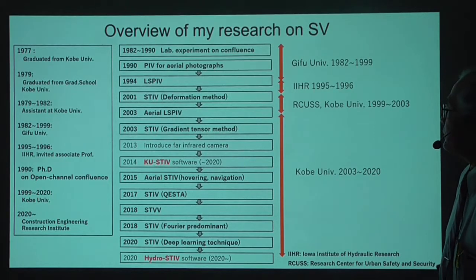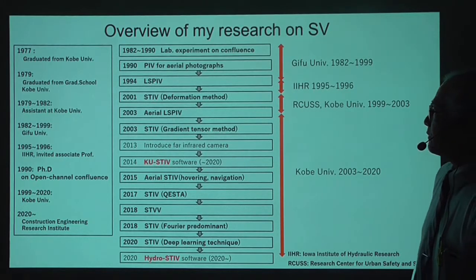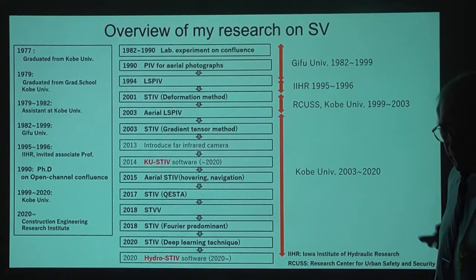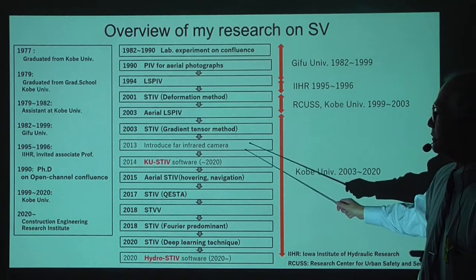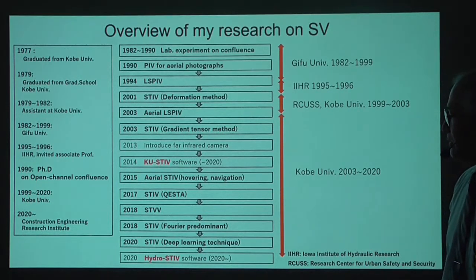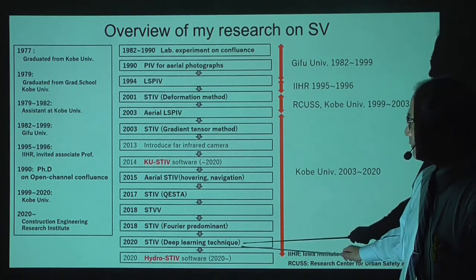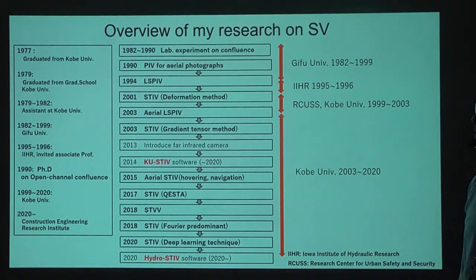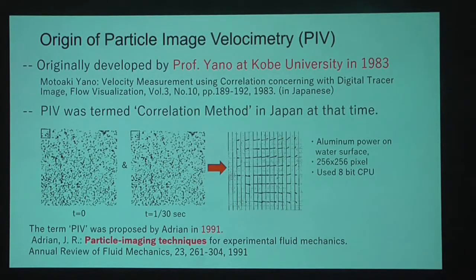During my research, I developed several surface velocimetry techniques: large-scale PIV, STIV, and recently aerial STIV. Just recently we have introduced a deep learning technique into space-time image velocimetry. I'd like to talk about the history and some algorithms of the technique. Before that, I'd like to explain the origin of particle image velocimetry, PIV.